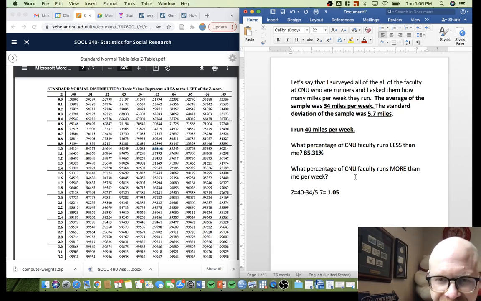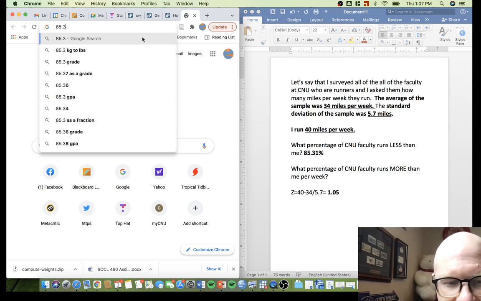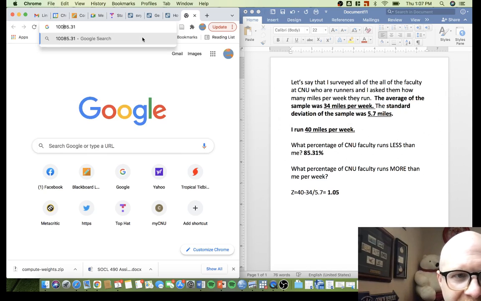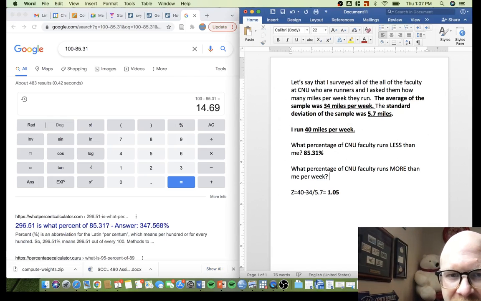Let's find out what the opposite of that is. You can take that same information and find out what percentage run more than you. I can already tell you it's going to be almost 15%. To find that, you just take 85.31, your table value, and subtract it from 100. So 14.69% run more than I do.